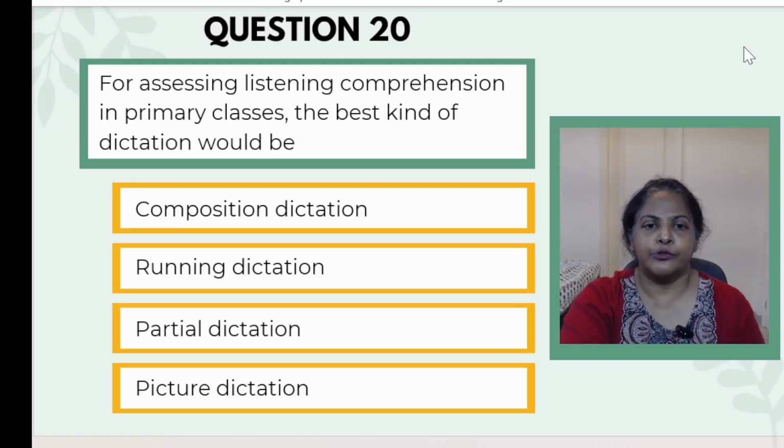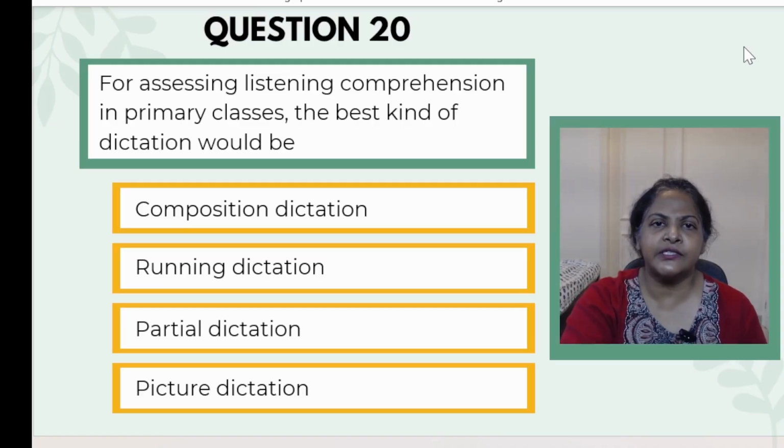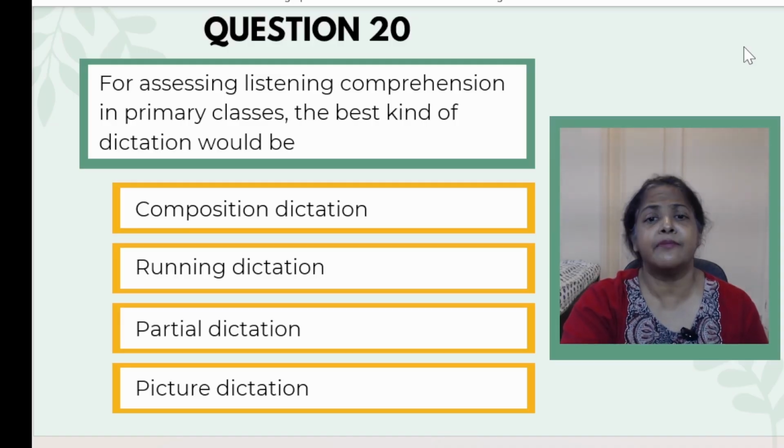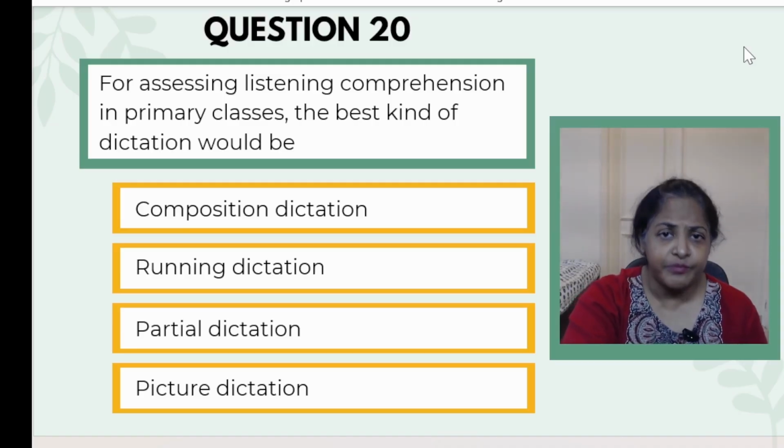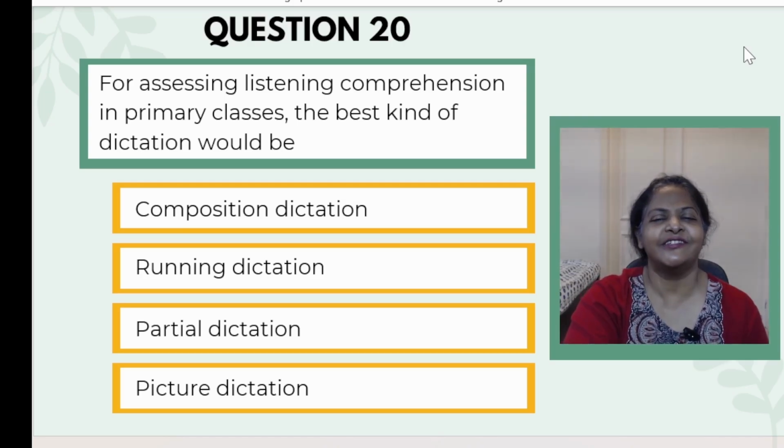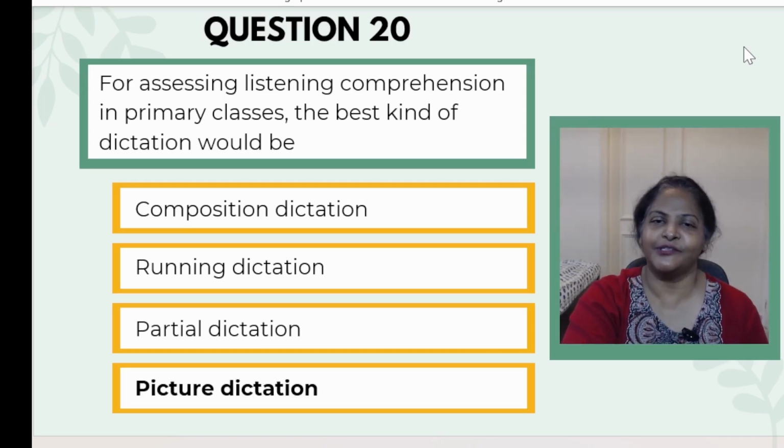What would it be? So primary classes, composition dictation, yes, listening comprehension is there. Partial dictation and running dictation I'll leave out for the time being because we are assessing much more. All of them start with listening, but if you're talking about primary classes, and if you're talking mainly about listening comprehension, then the answer becomes picture dictation.